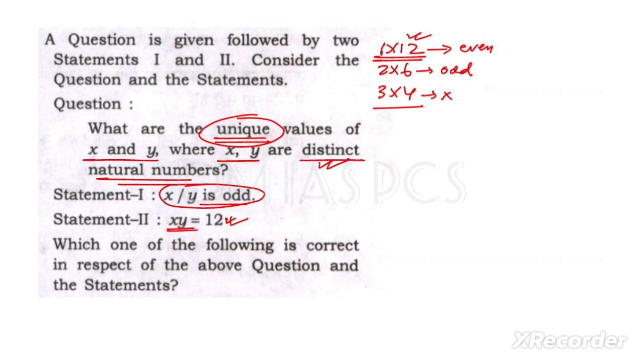So can you tell me whether we are getting a unique value of x or y? Both conditions should be fulfilled. So the unique value will be this one, that is 2 and 6, and 6 by 2 is equal to 3. This is the unique value. This satisfies statement 1 and statement 2 both.